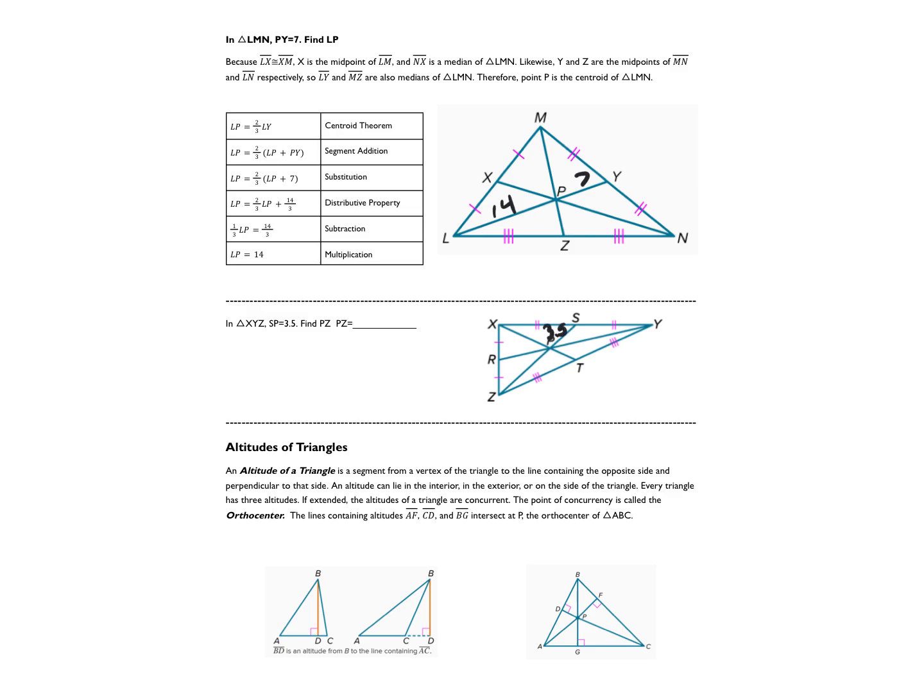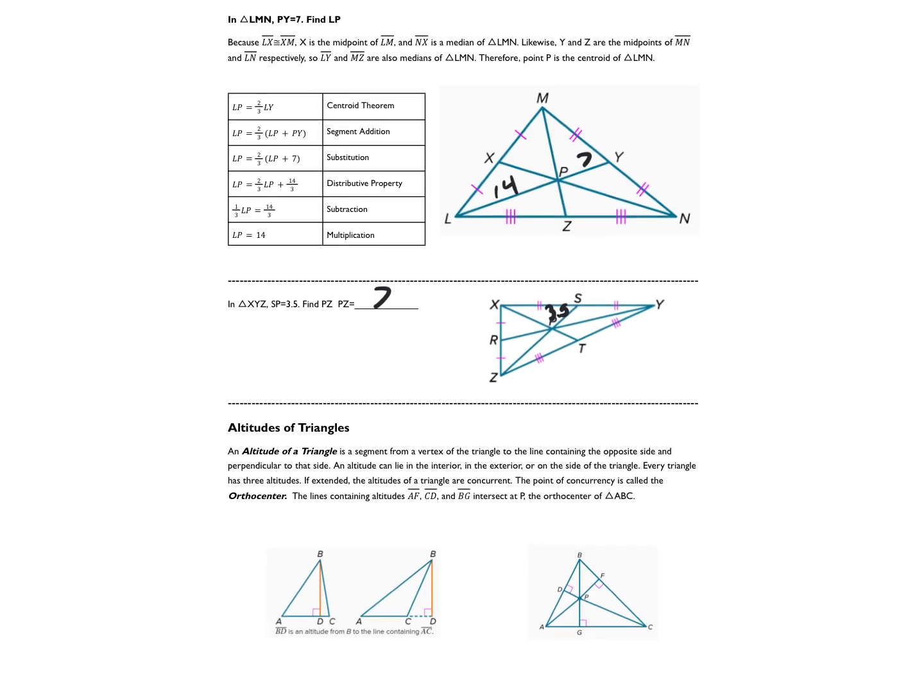3.5 is the short side. So to find PZ, the long side, I just need to multiply that by 2. So PZ is 7.